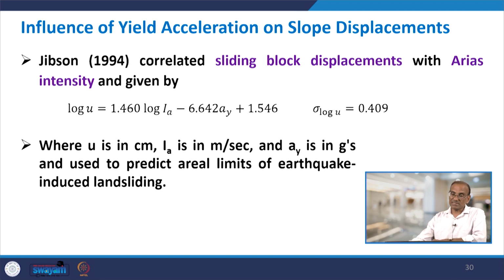Jibson also suggested correlating sliding block displacement with the Arias intensity, which is IA in meter per second, and AY in g. In that case, using this expression the permanent displacement can be found. The answer you get is u in centimeter.